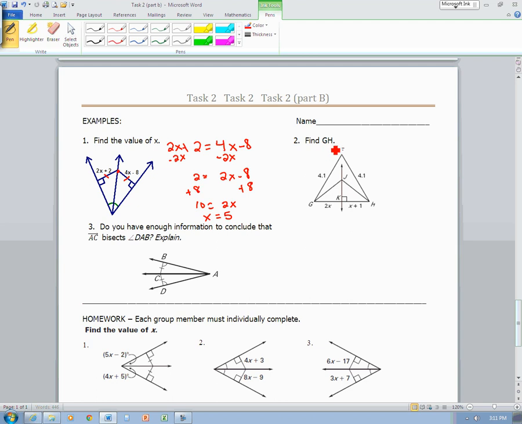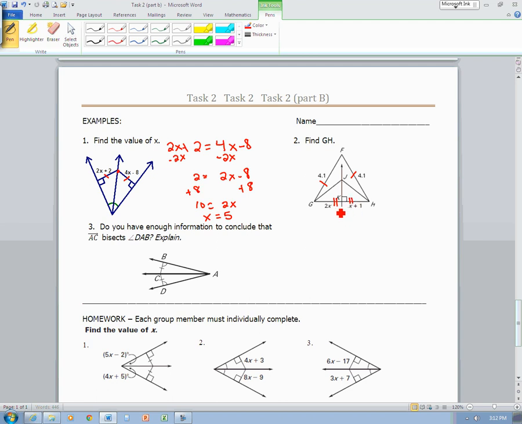Okay, over here, to find GH, they want me to find the length of this whole segment. So first I have to start by solving for x. And they've told me that this must be the perpendicular bisector. And I know it's the perpendicular bisector because it's perpendicular. And then this point right here is equidistant to both endpoints. So since they're both 4.1, if that's the same, then we're going to assume that F is on there. And then that makes this part equal to this part.